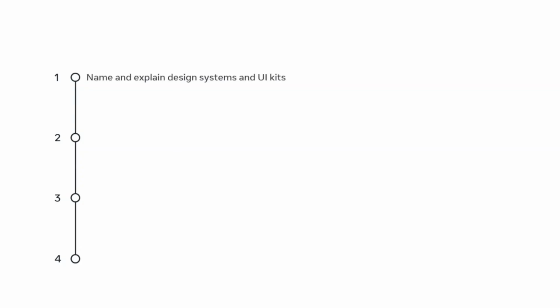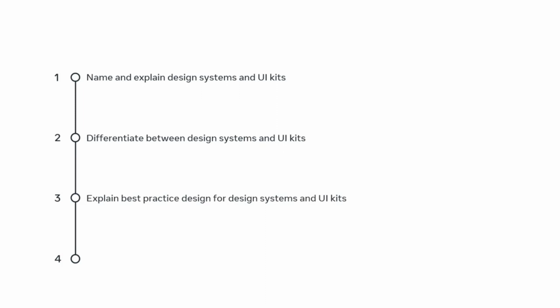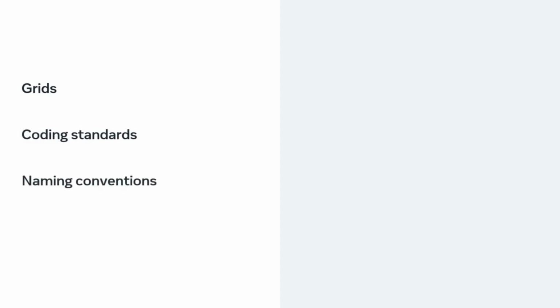In the next couple of minutes, you will learn about design systems and UI kits. You will also differentiate between the two and learn about best practice design for both. And finally, you will be introduced to atomic design. Let's start. In a previous video, you were introduced to design systems. You should now know that a design system is everything that goes into creating your product, including typography, colors, icons, layouts, grids, coding standards, and naming conventions.